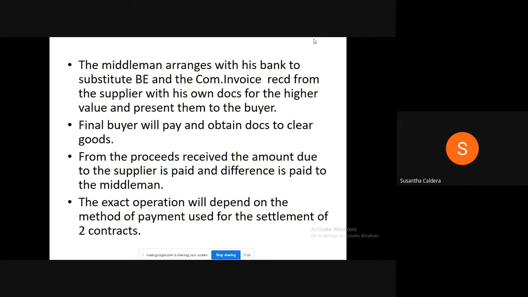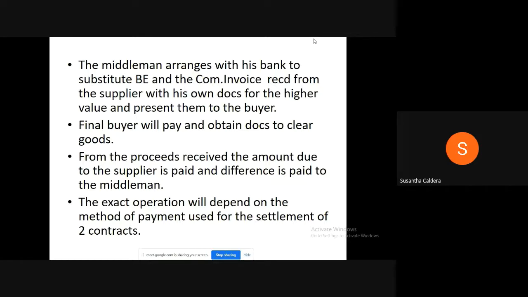Right? This we can do even without adding value. If we can get the goods as they are, then we can sell them, only switching the documents. Right? So the final buyer will pay and obtain documents to clear the goods. From the proceeds received, the amount due to the supplier is paid and the difference is paid to the middleman.